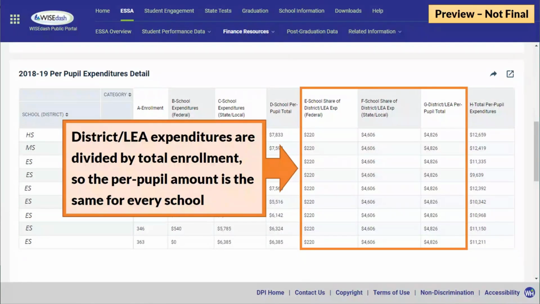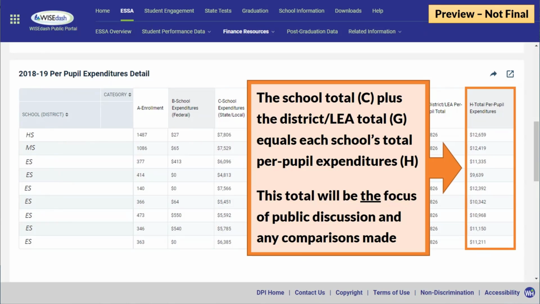This is the same set of per pupil numbers for every school. All of the costs that are reported at the district LEA level are divided by the total enrollment. So every school is going to have a total that's made of the school's own per pupil number for costs at the school, and then the district-wide per pupil number for administration, enrollment, curriculum development, those types of things. Combine those two and you get a total amount of per pupil expenditures by school.